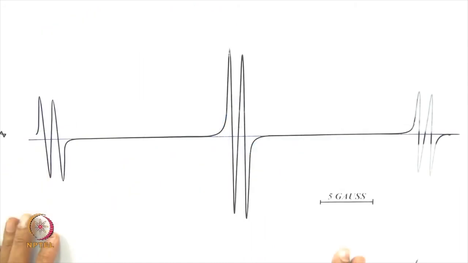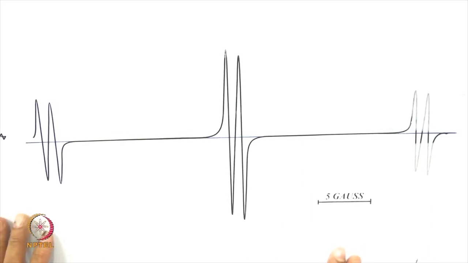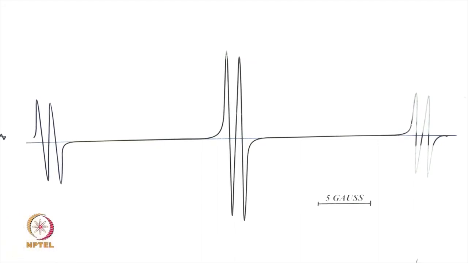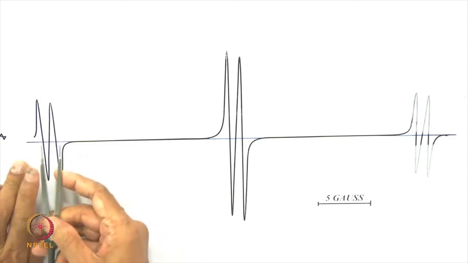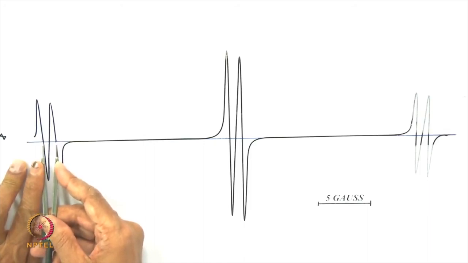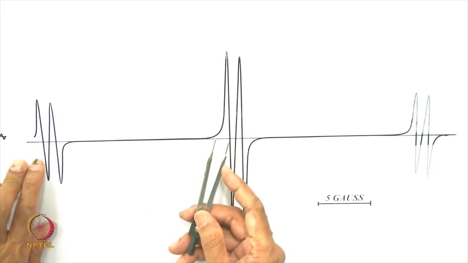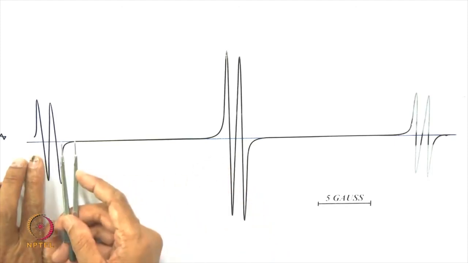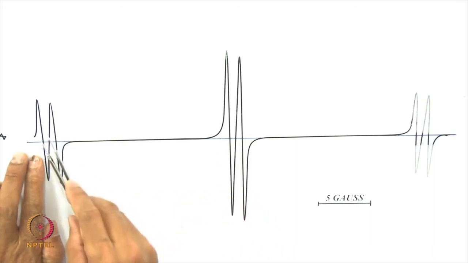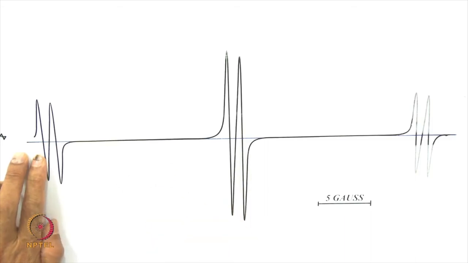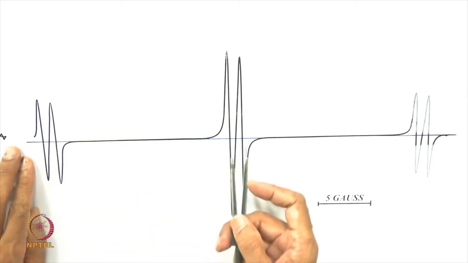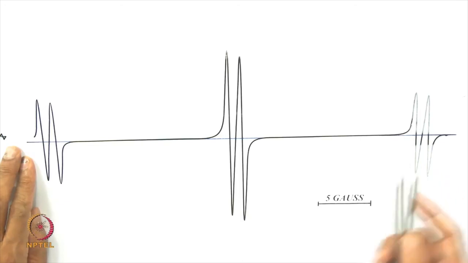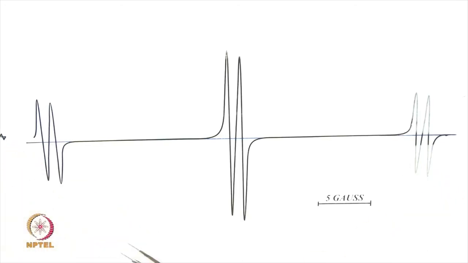Let us take a little more complicated spectrum now. Here, again we start from the outermost line, which is here. Then measure the gap between that and the adjacent line. And this is the gap. Now, you see the next line does not fall in line; there is no other line adjacent to that. That means that this line and this line belong to different types of nuclei. So, the gap between these two happens to be the same as this. That gives one hyperfine coupling constant, let us call it A1.